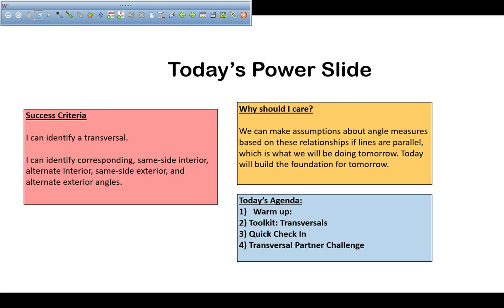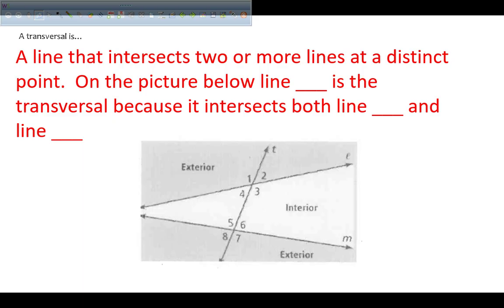Okay, so for today, I can identify a transversal. That's a new word. I can identify corresponding, same side interior, alternate interior, same side exterior, and alternate exterior angles. Those are new words, new vocab. All right, so you are going to need your toolkit and your workbook, so you can keep that out. We are here. All right, so page 7 of your toolkit, it says a transversal is blank.